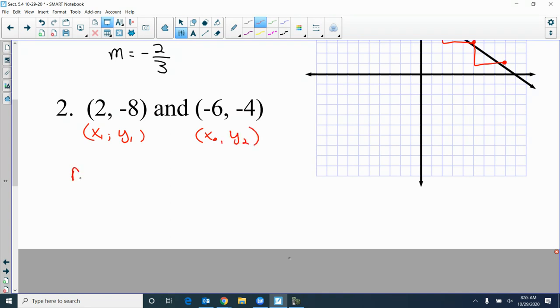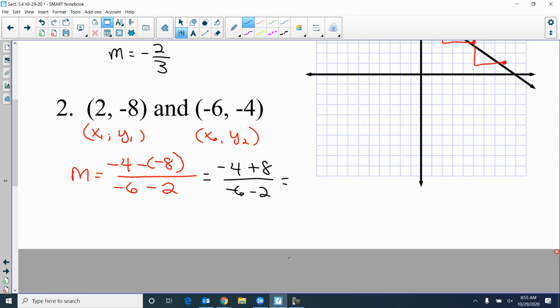And so my slope is negative 4 minus negative 8 over negative 6 minus 2. Now, some of you automatically do, all right, minus and negative is automatically a what? Positive. So negative 4 plus 8. And then negative 6 minus 2. All right, what's negative 4 plus 8? That is positive 4, negative 6 minus 2, negative 8.